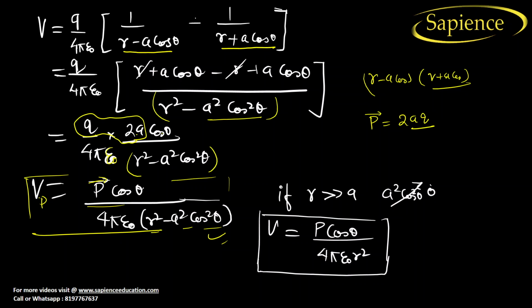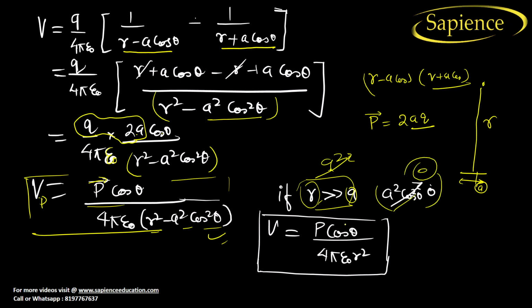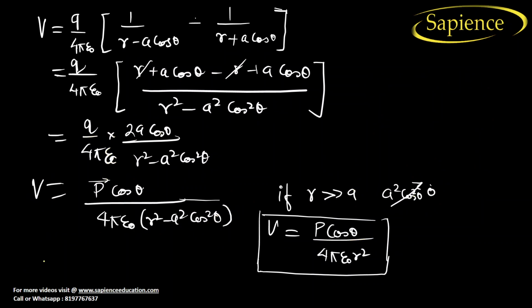Now, if R is very much greater than A, suppose this is a dipole and we want the potential at a point P. This R is very much larger than this A, right? So if R is larger than A, A square can be neglected, and so A square cos square theta can be taken as 0. If you put 0 here, we will get the potential at P is equal to P cos theta by 4 pi epsilon naught R square. So this is what we want, right? I hope you have understood this.